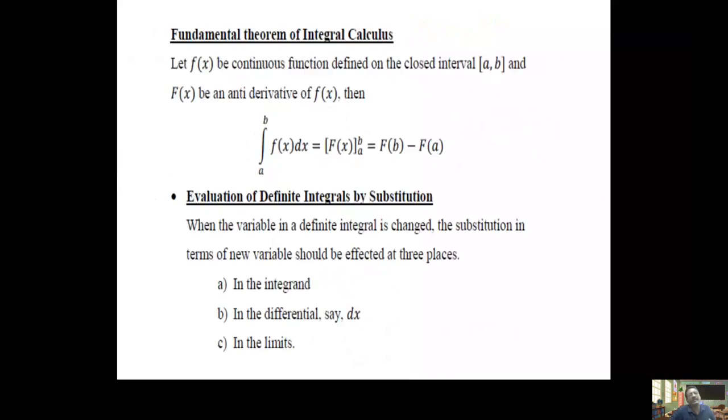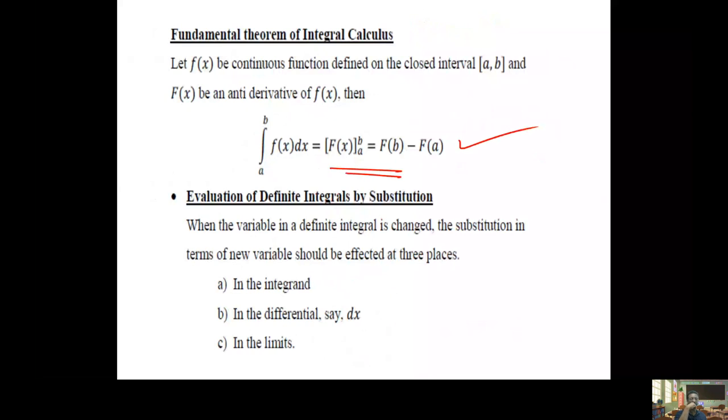Fundamental theorem of integral calculus. Let f of x be a continuous function defined on closed interval a b and capital F of x be an antiderivative. Antiderivative means integral. So integral a to b f of x dx is equal to capital F of x with upper limit and lower limit, which is equal to F of b minus F of a. This is very, very important. Integral a to b f of x dx is equal to what? F of b minus F of a.